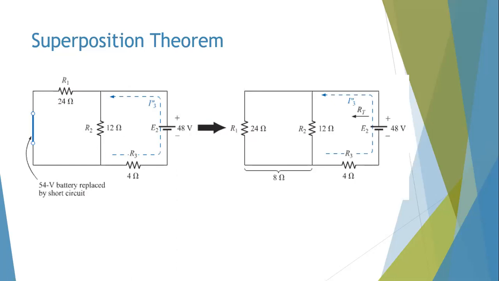Now, this part of the analysis is the other step. You are removing this source E1, which was 54 volts, and you consider only the 48 volt source. In this case, we label the current as I3 double dash.